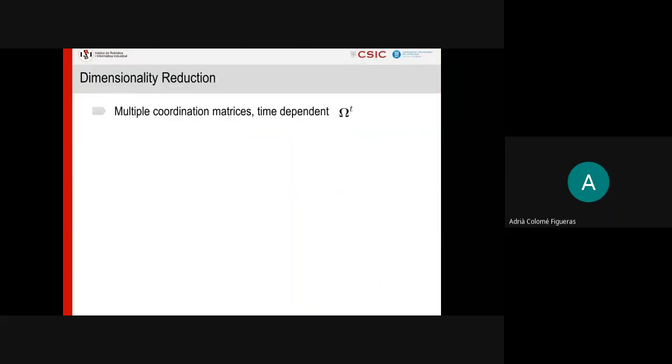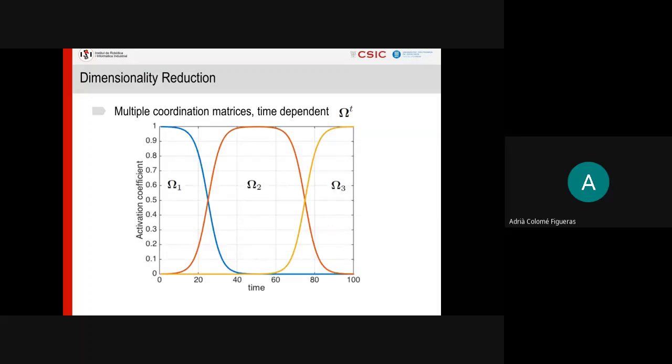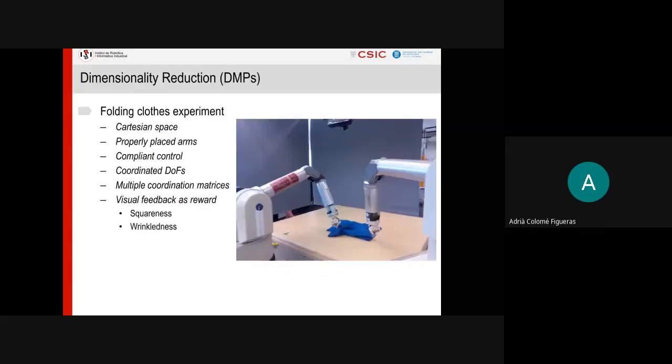Also, we can use several types of latent space projections in different parts of a motion, and blend between them. That would also yield good results. In this case, I will show you an example of learning to fold a polo cloth, and what we are doing is working in the Cartesian space.